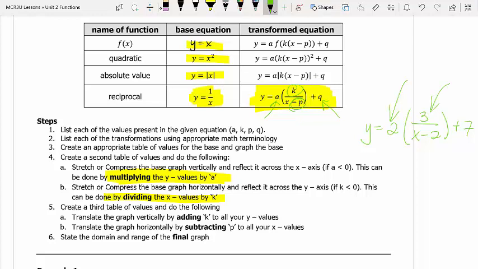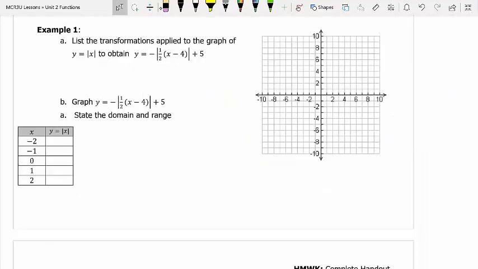You'd also notice you have a k value of 3. That's a horizontal compression by 1 over k, which is 1/3, so a horizontal compression by a third. You take all the x values from your base graph table of values and divide them by 3. Let's get into some examples that show using these transformations. All right, so we have an absolute function.